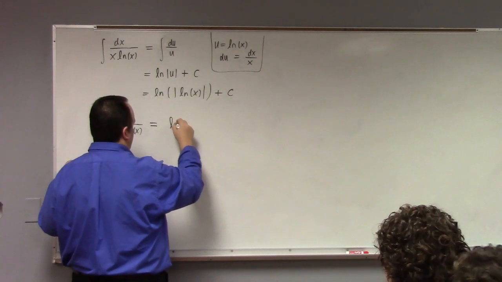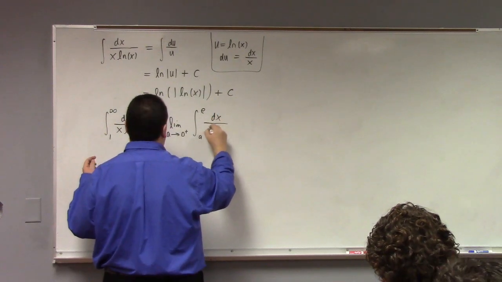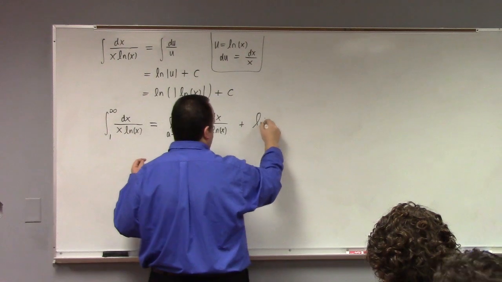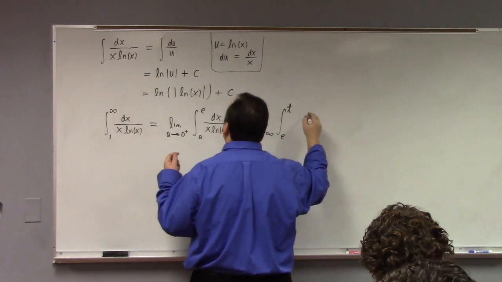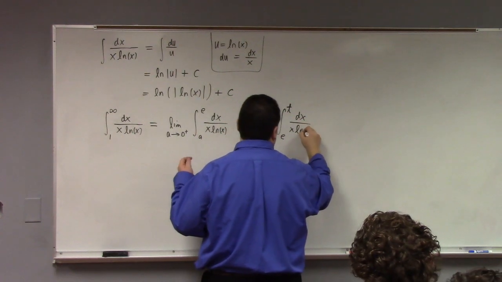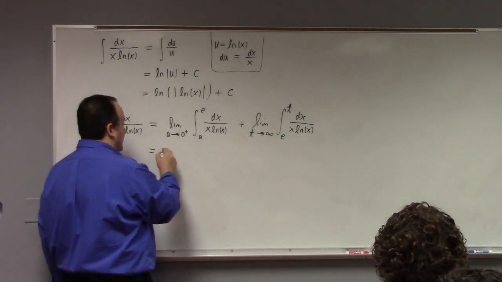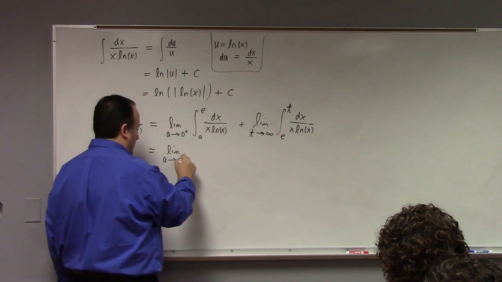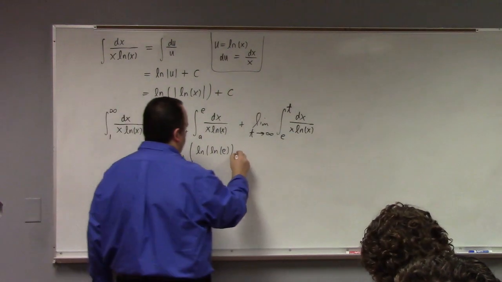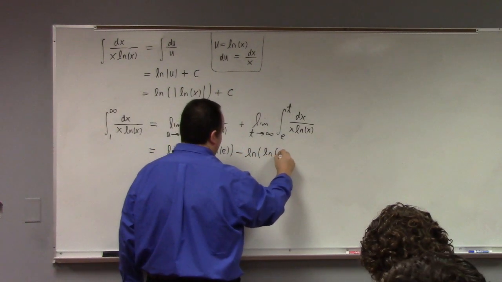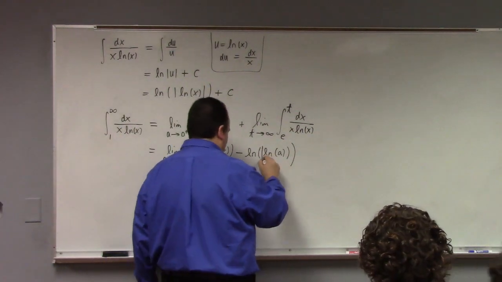This would be the limit as a goes to 0 from the right of the integral from a to, let's say e, dx over x log x, plus the limit as t goes to infinity of the integral, and you don't have to use t here, you could use whatever you want, but I'll use t, dx over x log x. And then we did the integral, so FTC2, and what's that get us? It gets us the natural log of the natural log of e, minus the natural log of the natural log of a. I should say the natural log of the absolute value. Here the absolute value really matters.